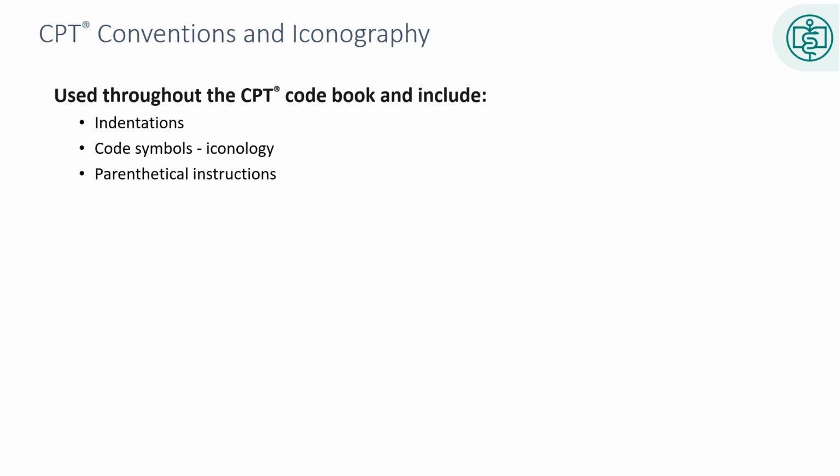For example, the triangle symbol indicates that the code description has been revised or modified since the previous edition of the CPT manual. The plus symbol is used to indicate that a code is an add-on code. Add-on codes are used to describe procedures or services that are performed in addition to the primary procedure or service. Understanding these symbols is essential for accurate and efficient CPT coding. They can help to ensure that codes are applied correctly, reducing the risk of errors and improving patient care.